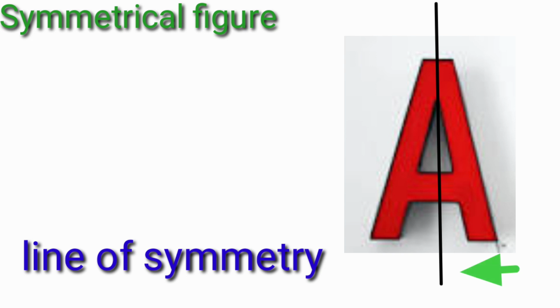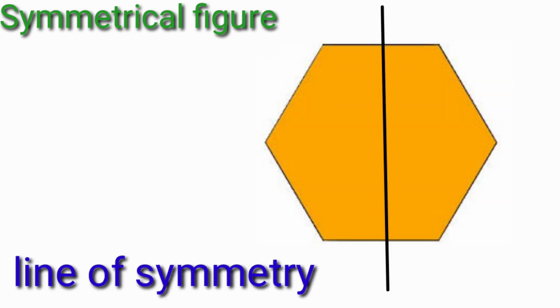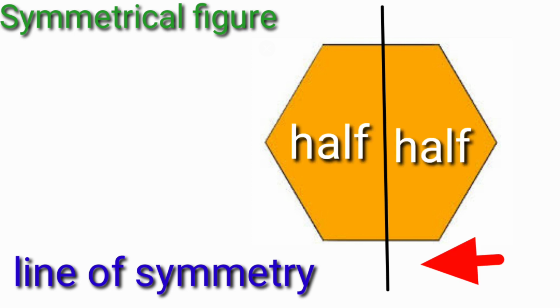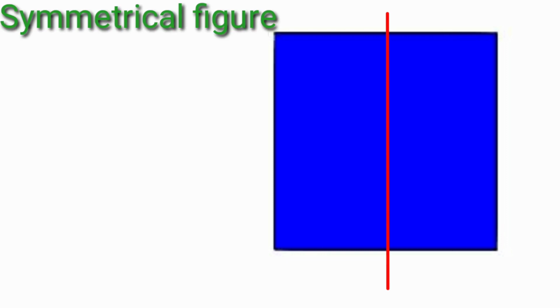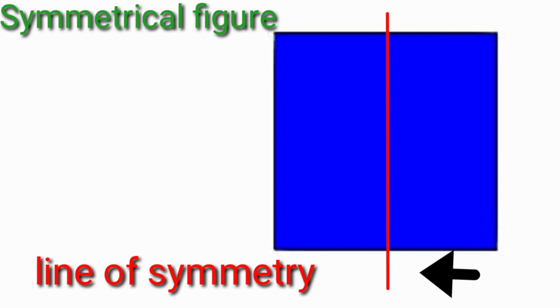Let us see a few more examples of symmetrical figures and lines of symmetry. We can fold it exactly halfway. Here is the letter A. It is a perfect example of a symmetrical figure. Look at this figure. Here is a symmetrical shape with two halves. It completely covers the other half. Here is a square. Let us fold this square. Yes, it completely covers the other half. We know that this is a symmetrical figure and this is the line of symmetry.